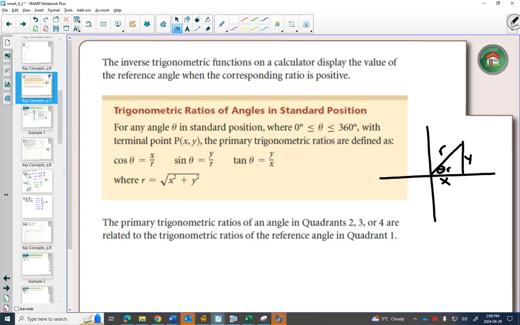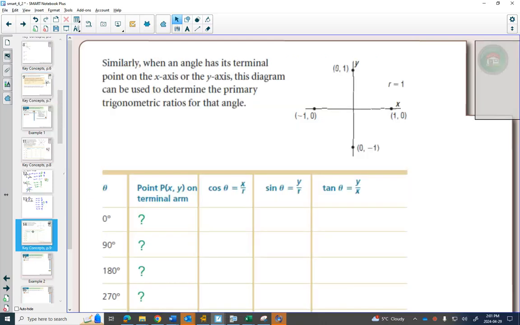And a pattern shows up that cos is the adjacent over whatever your hypotenuse is. So it'll be x over r, sine will be y over r, and tan is y over x. And what that allows us to do is it also allows us to figure out the following chart.